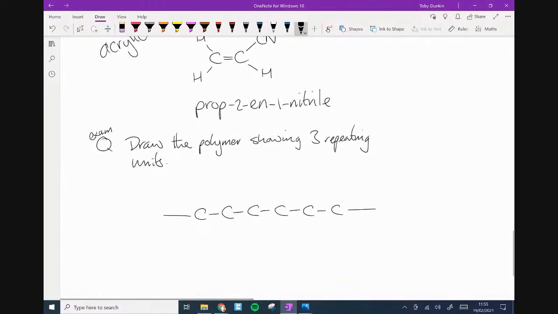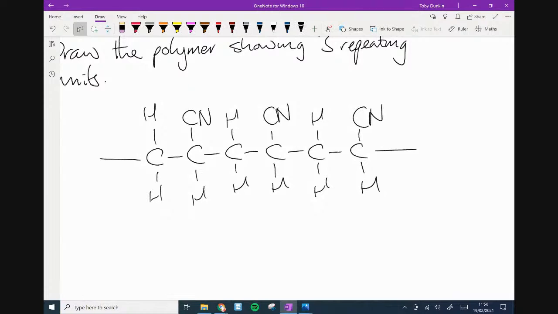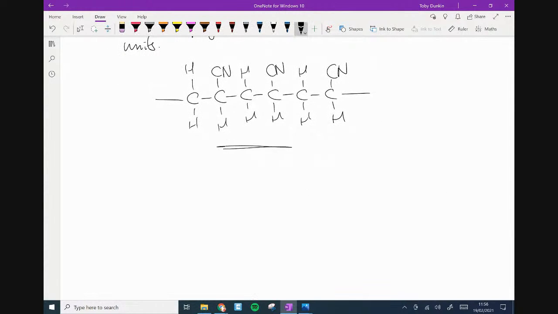Right, now I go repeat unit 1, repeat unit 2. So that had a H and a H and a CN at the top and a H. And this one had a H and a H and a CN and a H. There we go. Get rid of those. Boom. There we go. Acrylic. Isn't that polypropene nitrile? Commonly known. I like it. Okay. Next one.